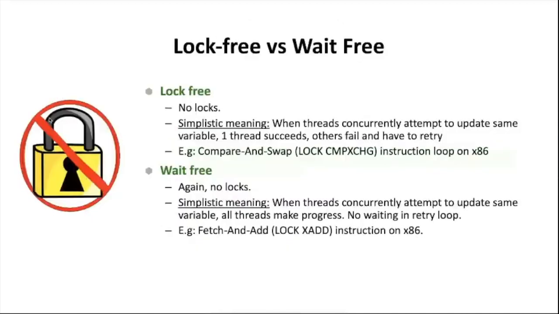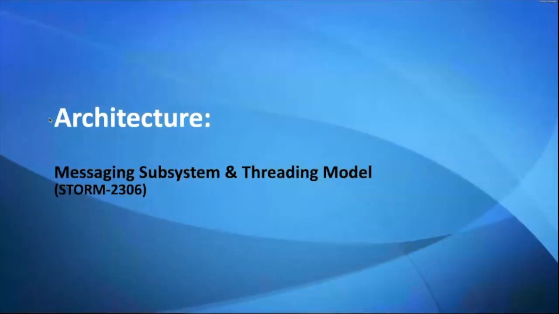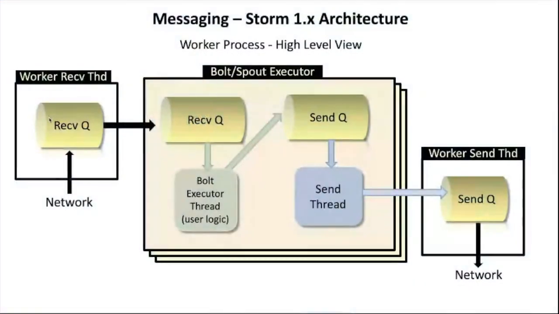For 2.0, I'll skip over the lock-free and wait-free queues. Architecture: so what's going on here? Now I'll talk about what changed between Storm 1.0 and 2.0 in the core engine. This is the messaging subsystem and the threading model, which are fairly tied.